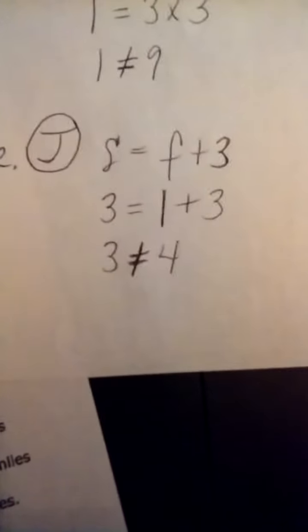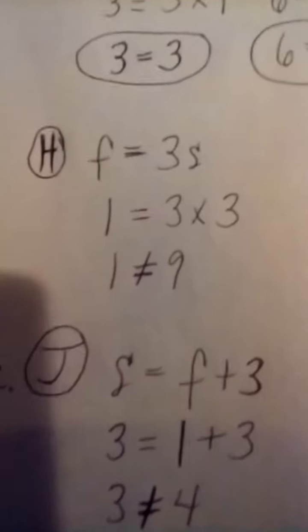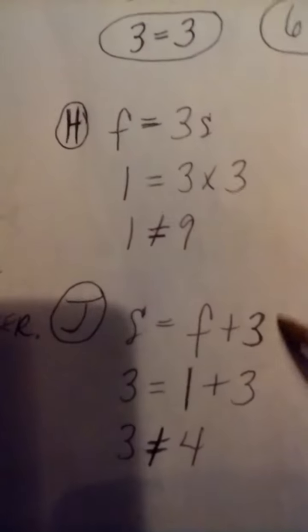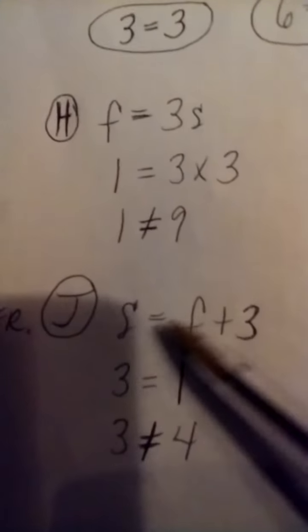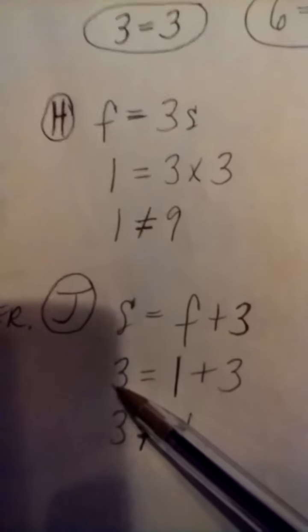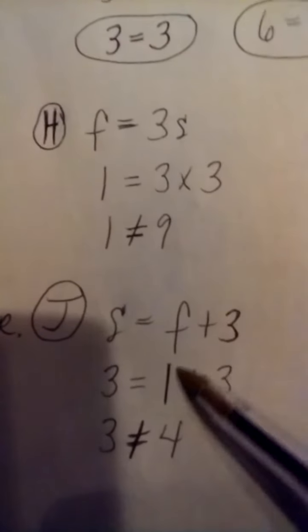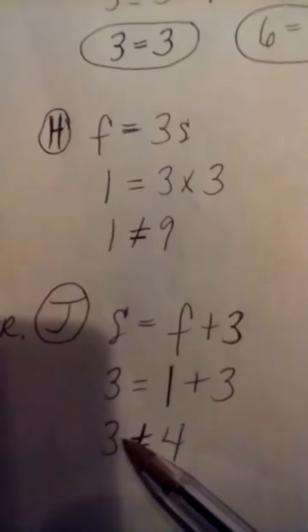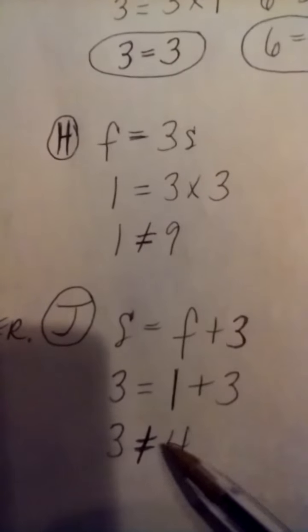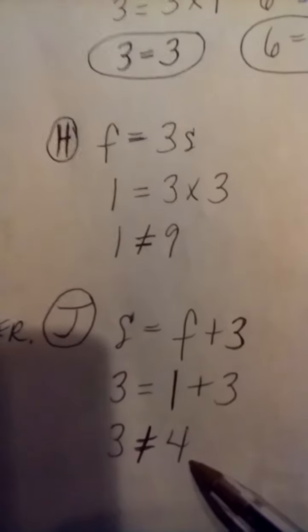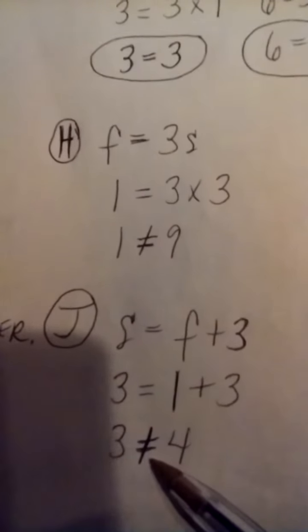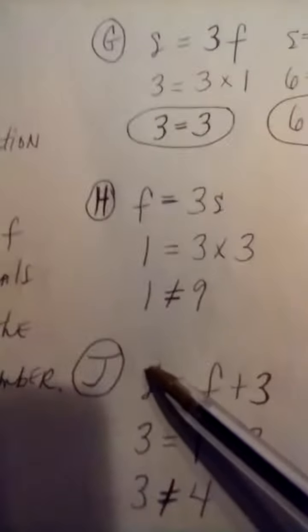J is the final one I need to test. J says S equals F plus 3. S here is 3 equals 1 plus 3. When I substitute my value for F, I solve and see that 3 equals 1 plus 3, which is 4. That is not accurate. J is not my answer.